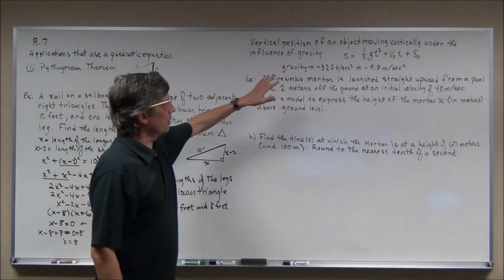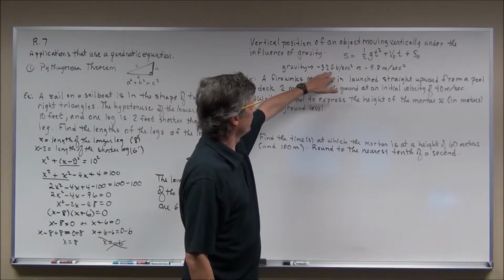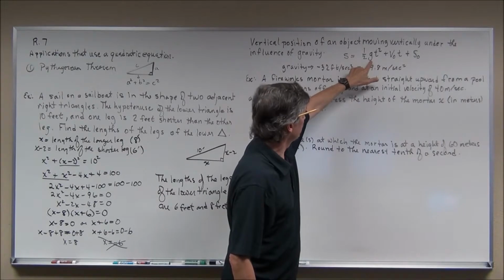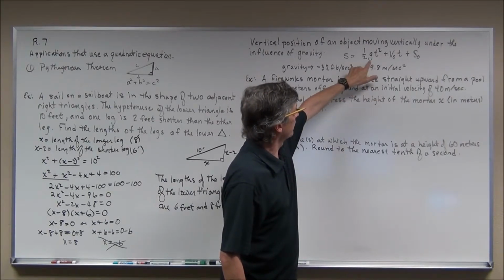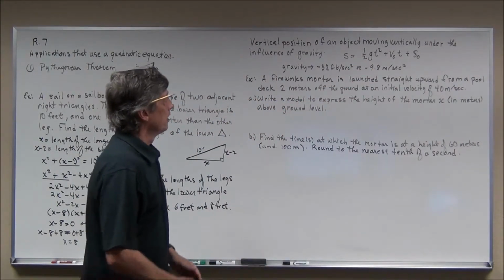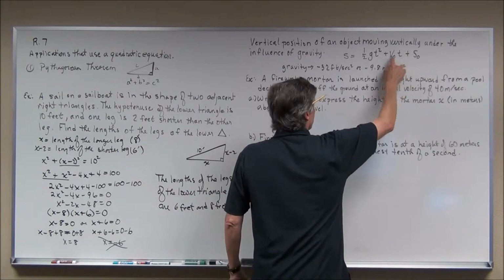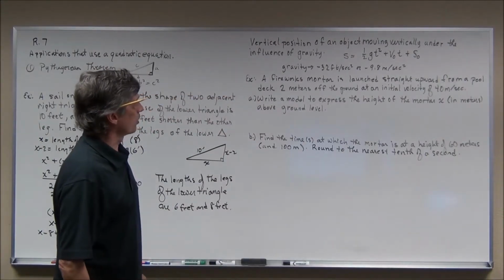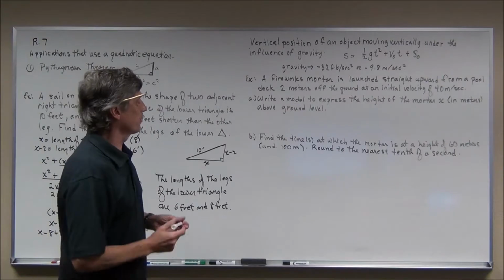So if our measures are given in feet, then we use gravity to be negative 32, so we'll put a negative 32 in here. 1/2 times negative 32 is going to be negative 16. If we use meters, then we'll put negative 9.8 in here for gravity. 1/2 times negative 9.8 will give us negative 4.9. But again, this is the initial velocity, this is the initial height, and t is our time. It says here in this example, a fireworks mortar is launched straight upward from a pool deck 2 meters off the ground.